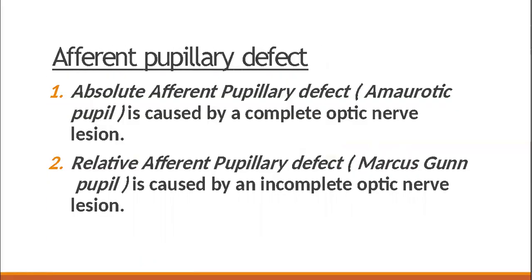Then we have already discussed afferent pupillary defect, which is detected by our swinging flashlight test. So absolute afferent pupillary defect is caused by complete optic nerve lesion, and relative afferent pupillary defect is caused by incomplete optic nerve lesion.